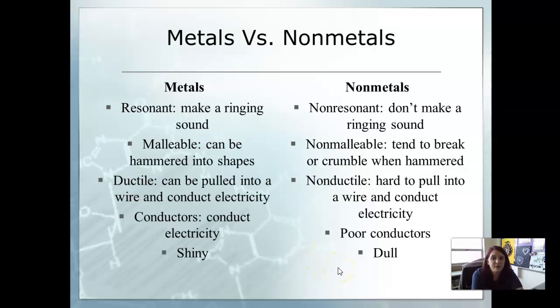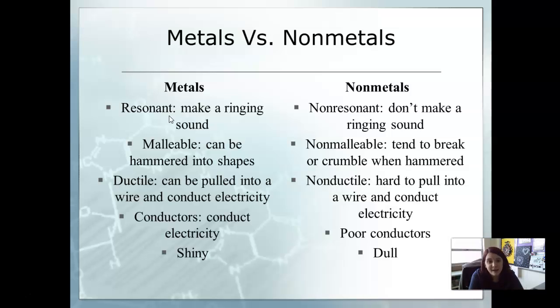Metals versus non-metals. So what makes things a metal and what makes things a non-metal? A metal item has a resonance, so it makes a ringing sound. So if you were to hit it with something, it has a sound to it. It's malleable, which means it can be hammered into shapes. You can actually bend it and make it into different shapes. It's ductile, which means it can be pulled into a wire, and conduct electricity. They're good conductors, which means they can move electricity through, and they're often shiny.